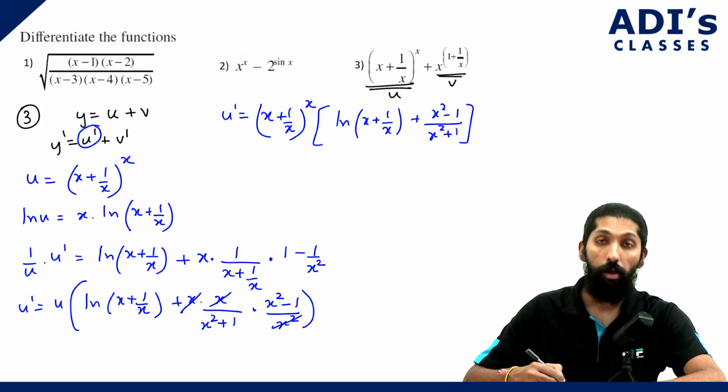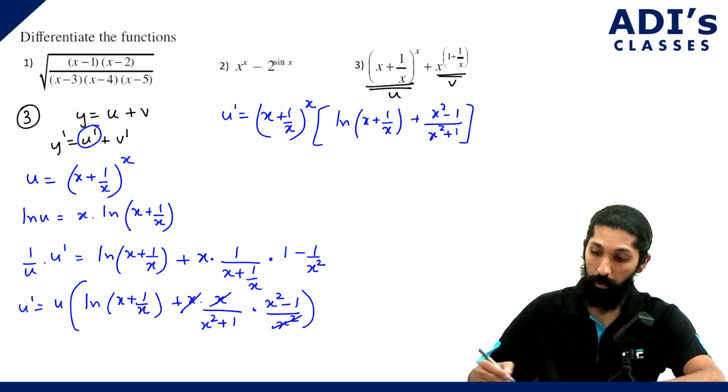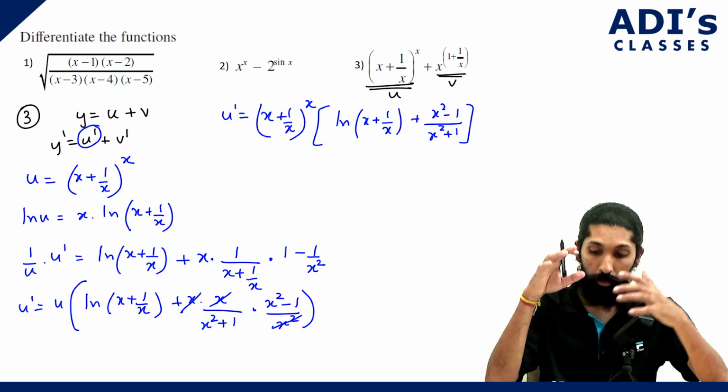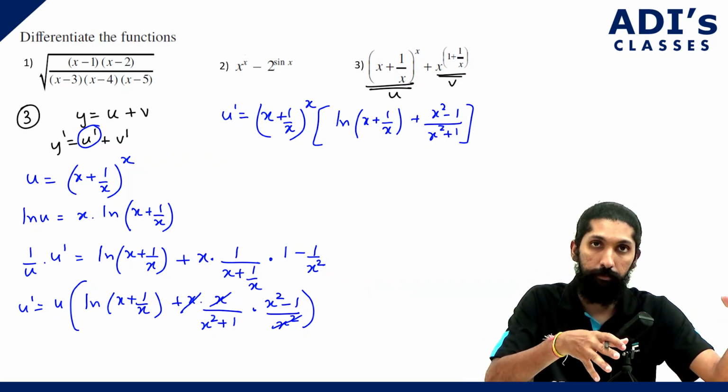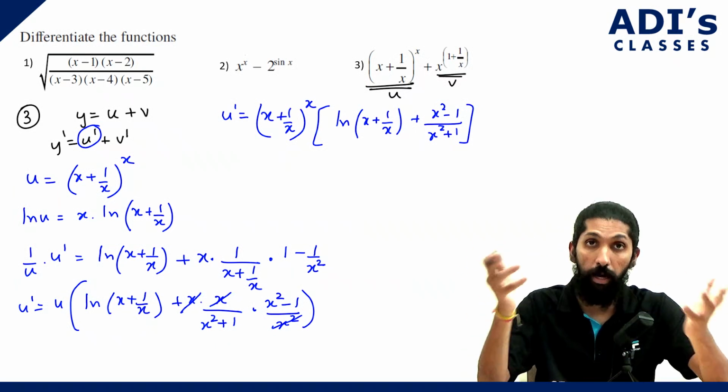Now we need to do v dash. Okay? Now when we are doing the v dash part, I think we might need extra space for this one. Alright? Because u dash itself is a very big term. v dash is going to be another big term. Okay? And then we are going to add both of them. Fine?